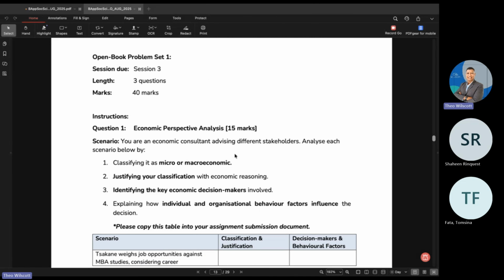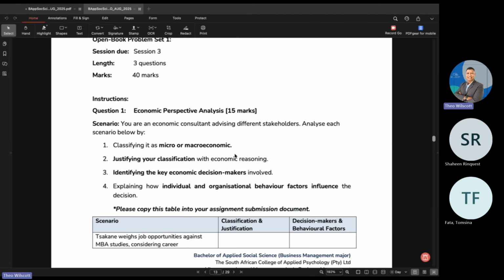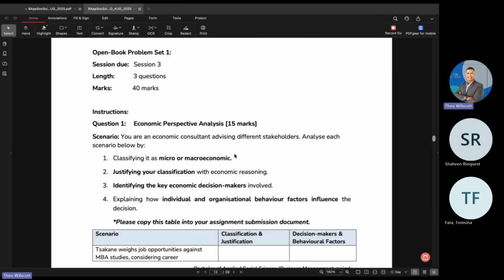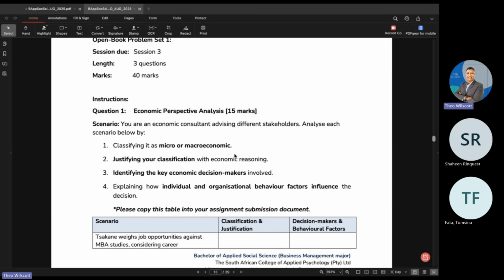Okay. So you've got access to the module outline, correct? Yes, I do. Okay. So it's in the module outline, at the back of it. This is what it looks like: Open book problem set 1, and it's due on Monday. Where it says session 3, it means the end of session 3. We're now in week 3, session 3, and it's due the following Monday, which is next week Monday at 11:55. It's not 11:59, it's 11:55. Just be absolutely sure that you submit before that time.